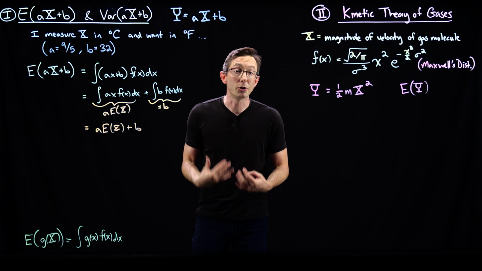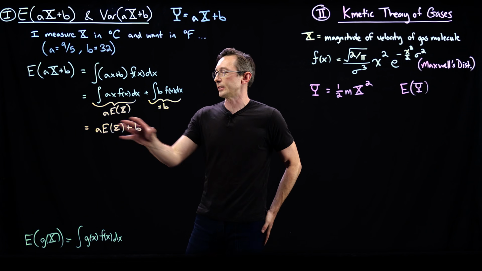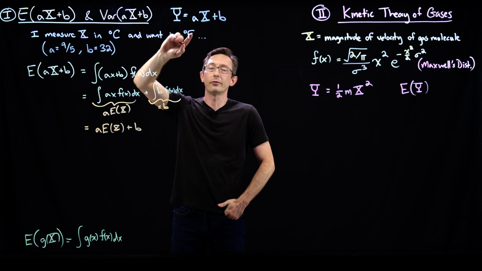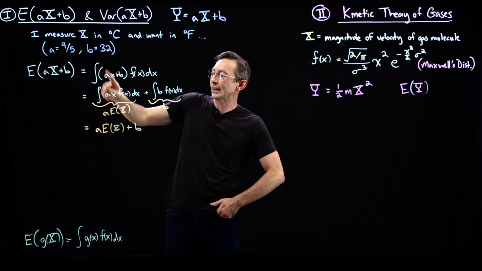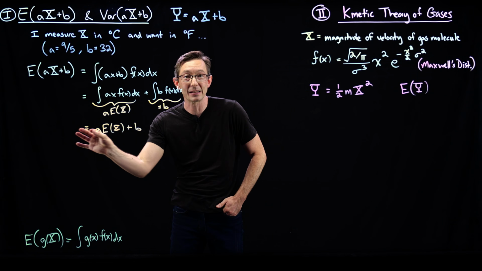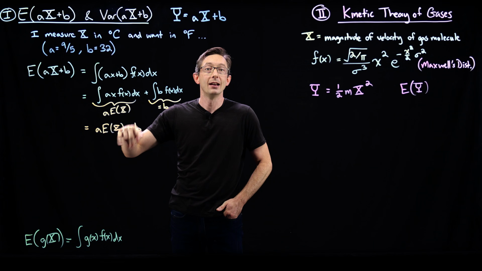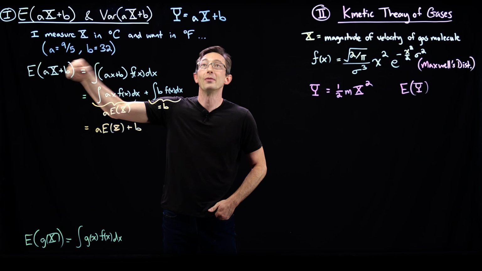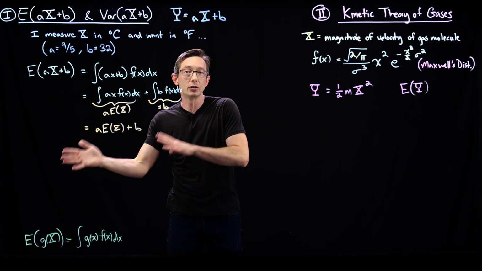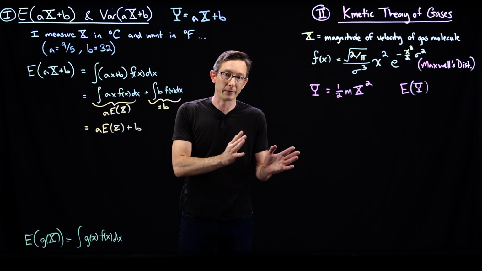And this is very intuitive. This is what we thought in our guts should be true: if I measure in Celsius or Fahrenheit, it doesn't matter. If I have the expected value in Celsius, I can convert that expected value directly to Fahrenheit, and I get the expected value in Fahrenheit. So I don't have to do anything magic to go between these different units.